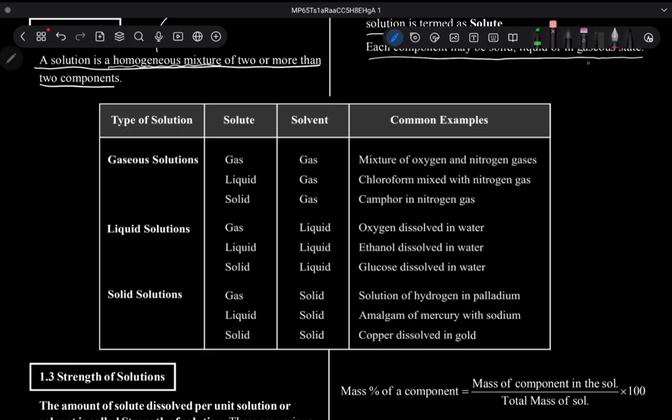First, let's talk about gaseous solutions. If we take gas as a solvent and gas also as a solute, the primary example is a mixture of oxygen and nitrogen gases. If we take gas as the solvent and liquid as the solute, the primary example is chloroform mixed with nitrogen gas. If we take gas as a solvent and solid as a solute, the primary example is camphor in nitrogen gas.